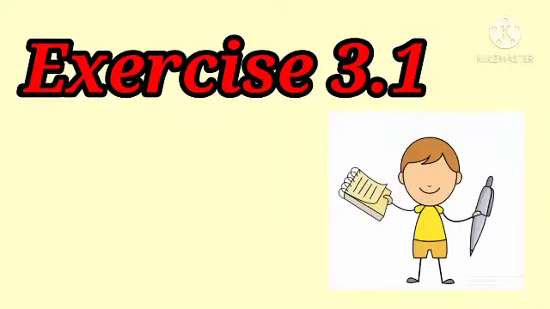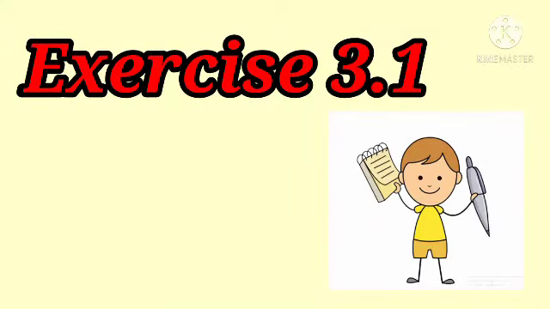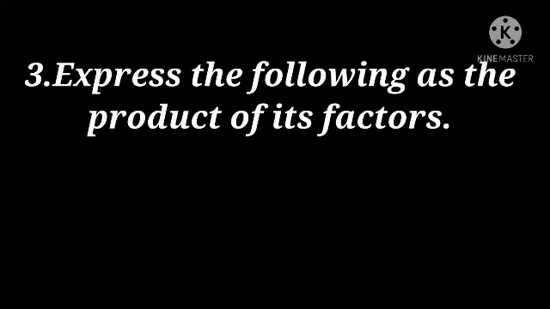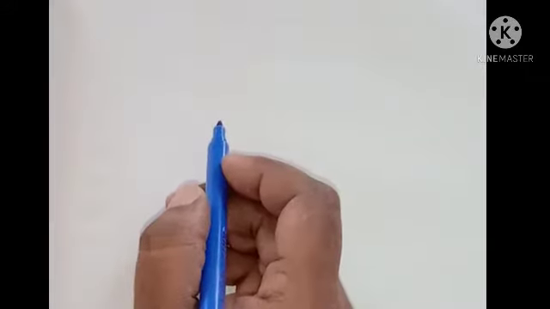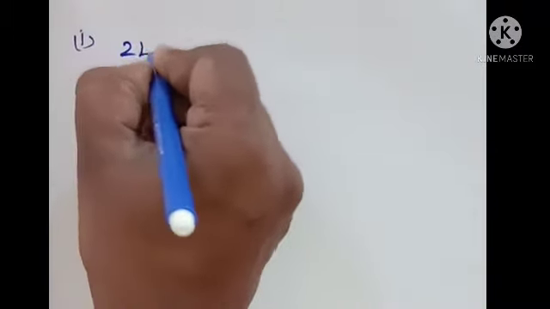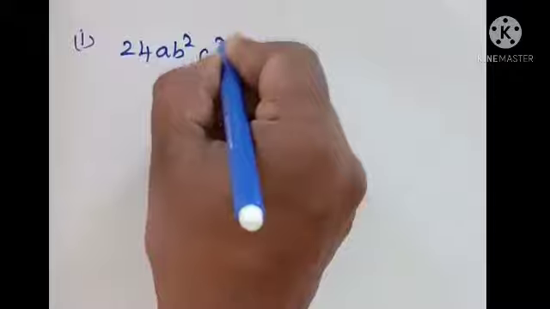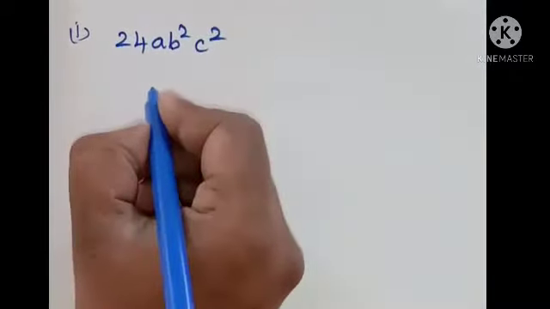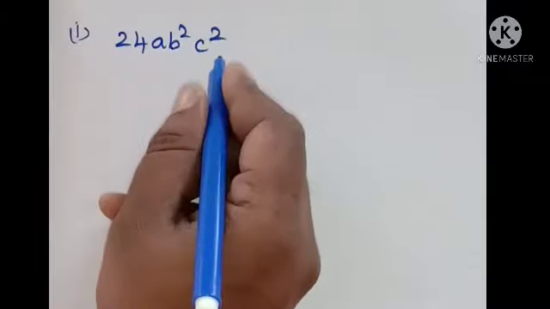Children, now let us do the exercise 3.1 problems by using the identities. Express the following as the product of its factors. So children, now the first one, 24ab square c square. Now let us find the factors of these values.